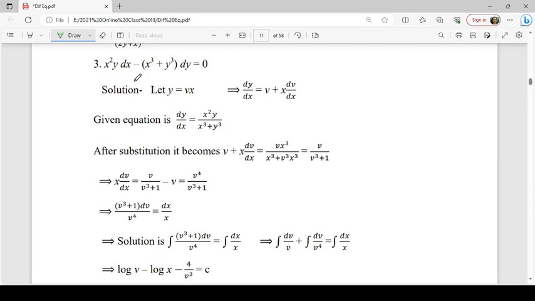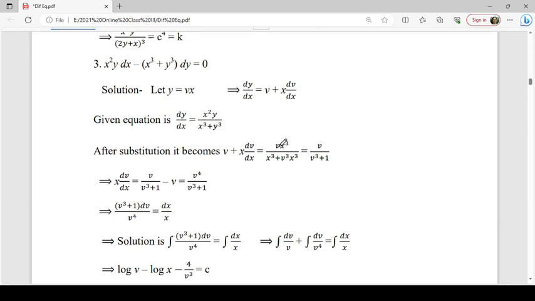Next one, it is the same procedure. It is cubic. So dy by dx is cubic. So numerator is x square y, denominator is x cube plus y cube. So it is a cubic one. After substitution, this becomes, x cube goes, it is p by p cube plus 1. This is p to the power 4 minus p after simplification.